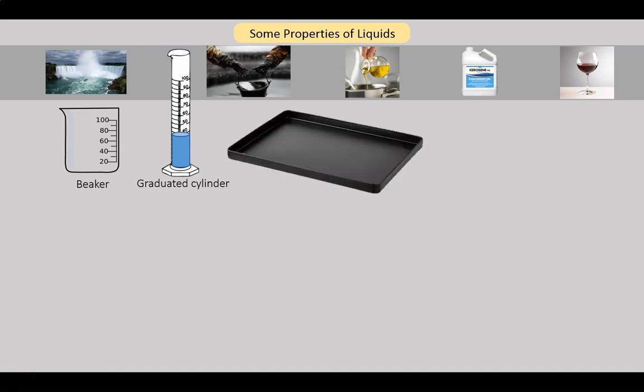Now let's take a pan and pour the same water from the graduated cylinder into the pan. The pan contains 40 milliliters as well. The water is just spread out now over a larger area.